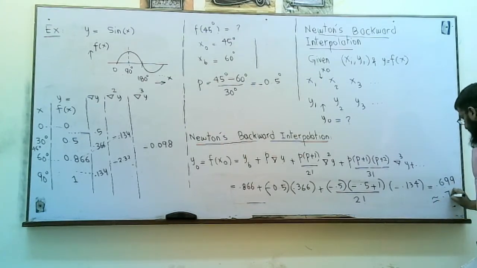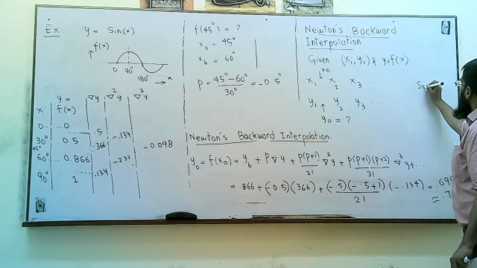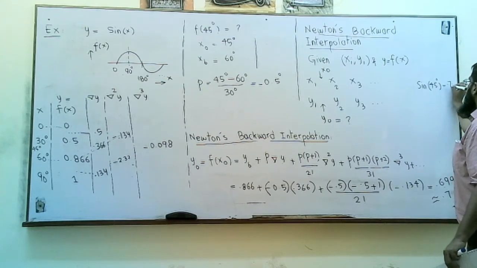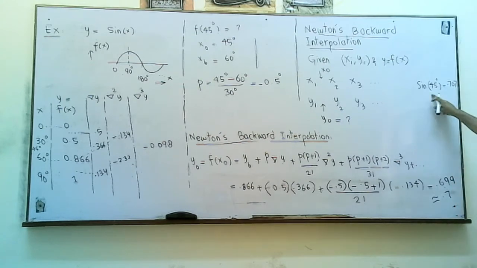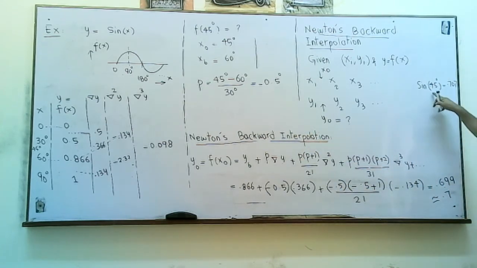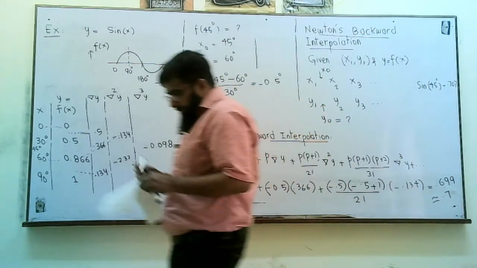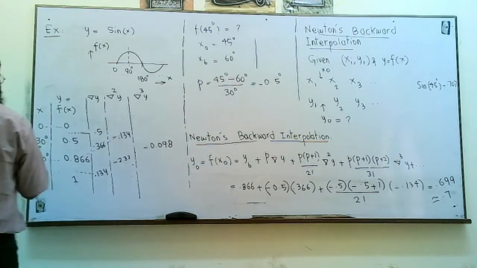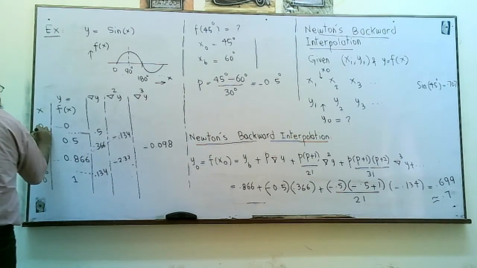approximately 0.7, and we know that sine of 45 can be computed using a calculator and comes out to be 0.707. So this value computed using Newton's backward interpolation method for sine 45 is very close to its actual value, right?